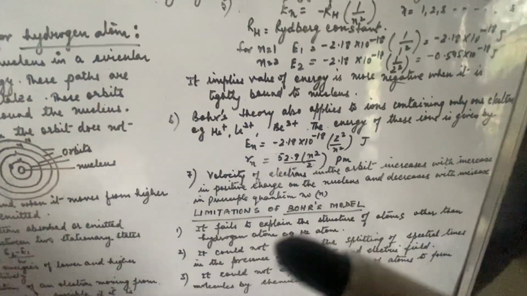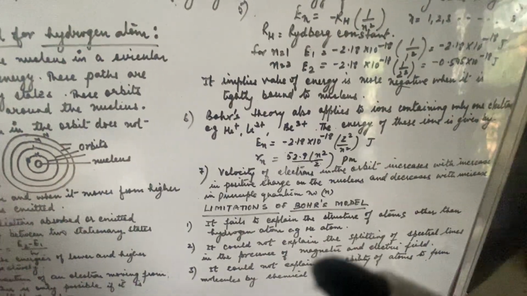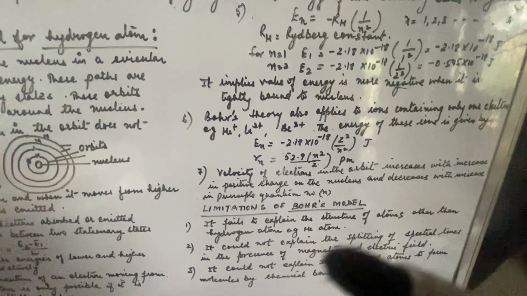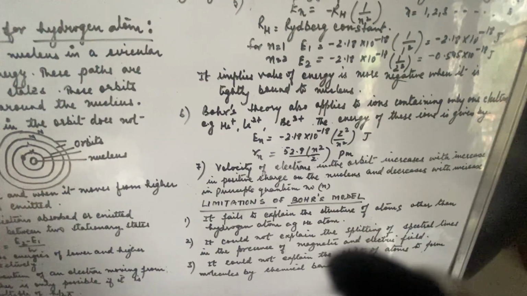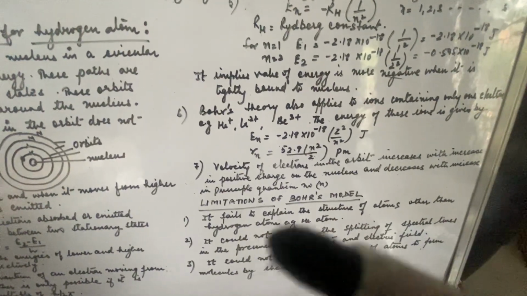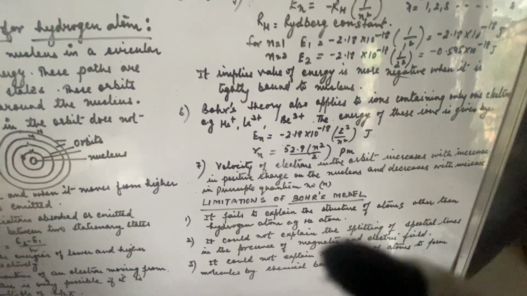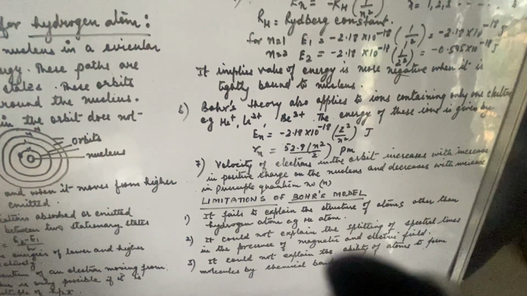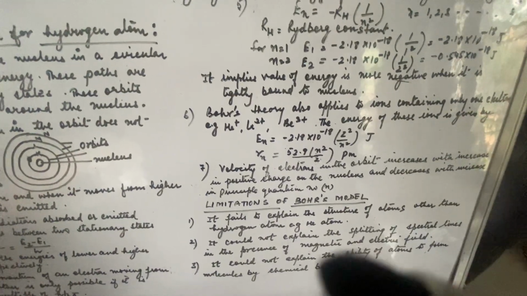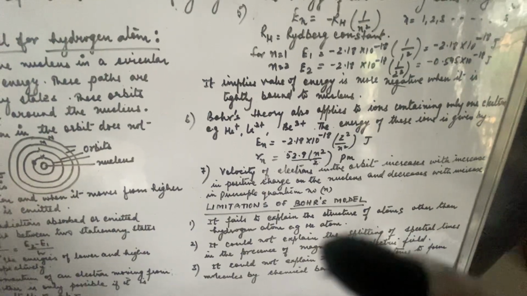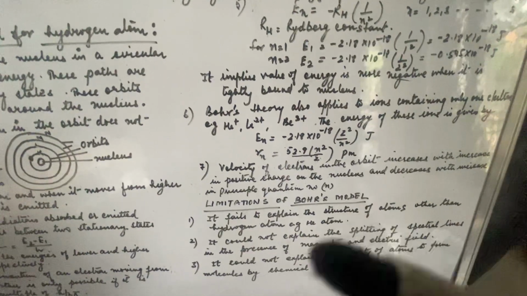Now the limitations of Bohr's model. Still Bohr's model has few limitations. Number one, it fails to explain the structure of atoms other than hydrogen atom, for example helium atom. So he could only explain the structure of hydrogen atom or ions having one electron, means just like they were also like hydrogen atoms. So he could not explain the structure of atoms other than hydrogen.